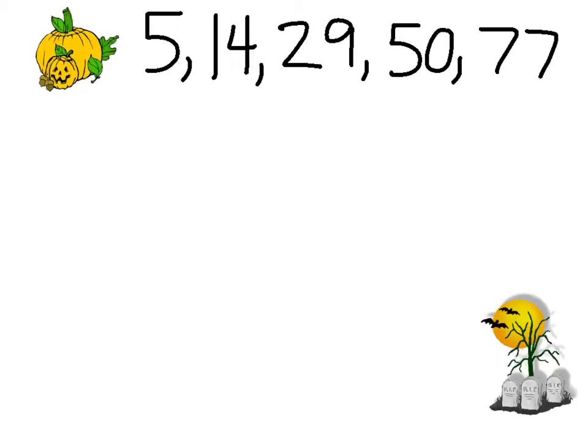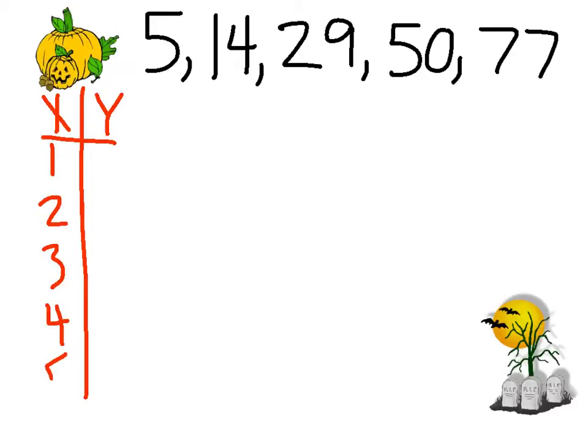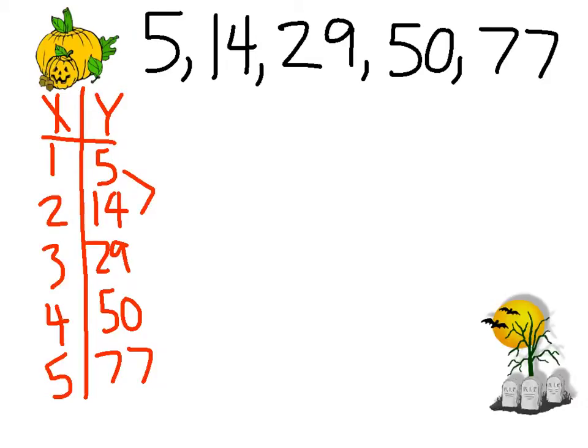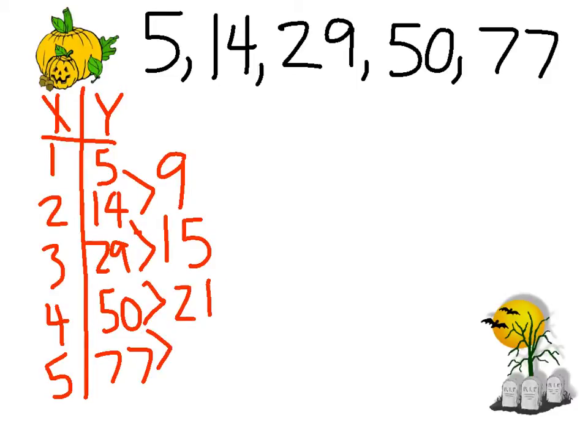Okay, we have 5, 14, 29, 50, and 77. Alright, so we're going to plug these in for our x and y values. Okay, so the difference in these is going to be 9. 29 minus 14 is going to be 15. 50 minus 29 is going to be 21. And 50 and 77, the difference is going to be 27.